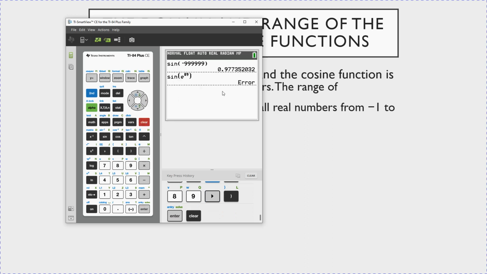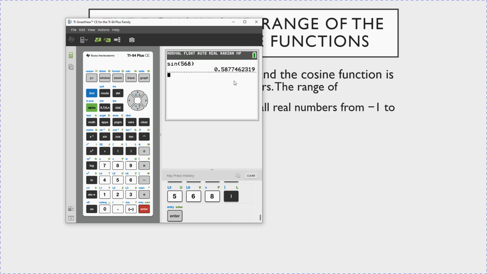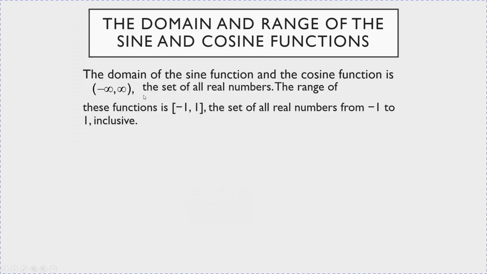A little bit of a typo there, but you get the idea. Any real number you can plug in, you will get a value. So sine of 568, whatever, something like that, you'll get a number. So the domain of this is any real numbers.